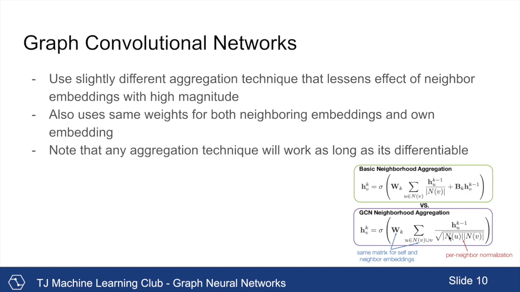And we also do a slightly different normalization technique. The advantage that this has is that it lessens the effect of high magnitude embeddings of the neighbors. That's not super important, but the coolest part, I think, is that you only need one weight instead of two. It actually works better than the basic neighborhood aggregation, and significantly better. This is just one variant of a graph neural network, and there's a whole bunch where the exact stuff that goes on here is different, and it uses many other techniques. As I said, as long as this part is differentiable, you can do whatever you want for the aggregation.